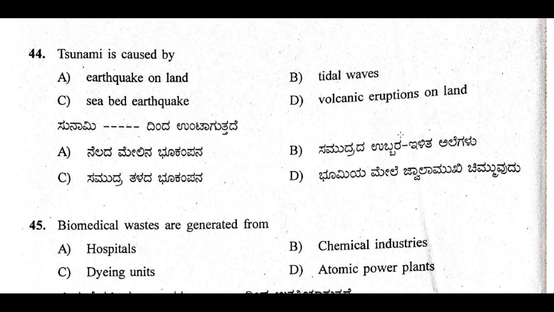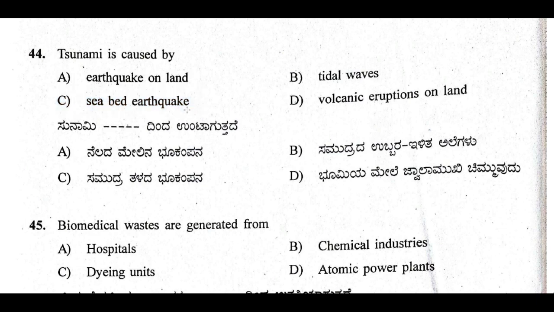So the tsunami is a series of extremely long waves caused by a large and sudden displacement of the ocean, usually the result of an earthquake below or near the ocean floor. So therefore option C, seabed earthquake. Tsunami is caused by seabed earthquake.